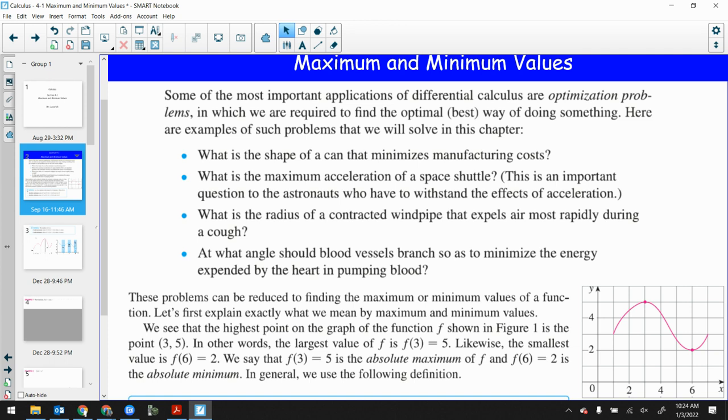What is the maximum acceleration of a space shuttle? This is an important question because astronauts have to withstand the effects of acceleration. What is the radius of the contracted windpipe that expels air most rapidly during a cough? At what angle should a blood vessel branch so as to minimize the energy expended by the heart pumping blood? All these things, you can use derivatives to help you find the maximum or minimum values of those functions. Okay.